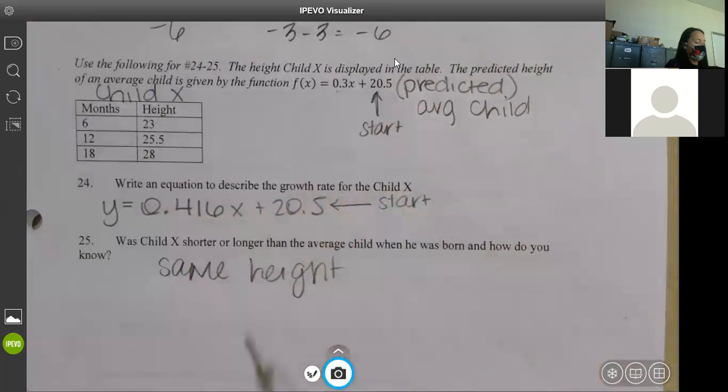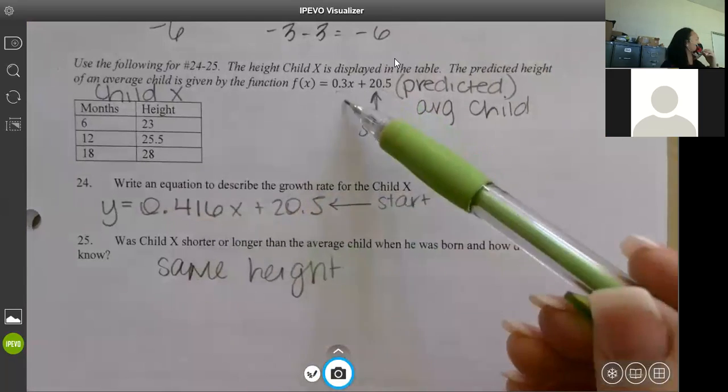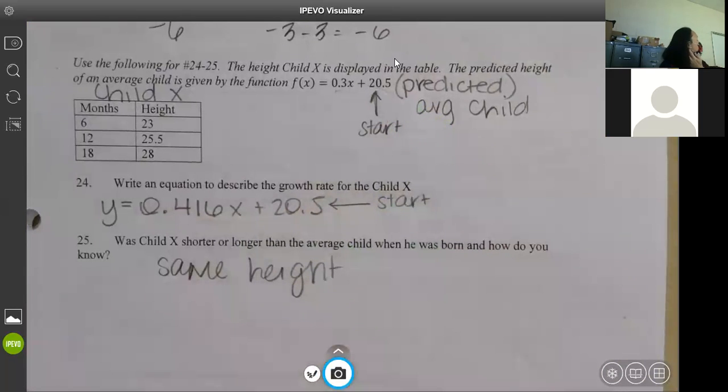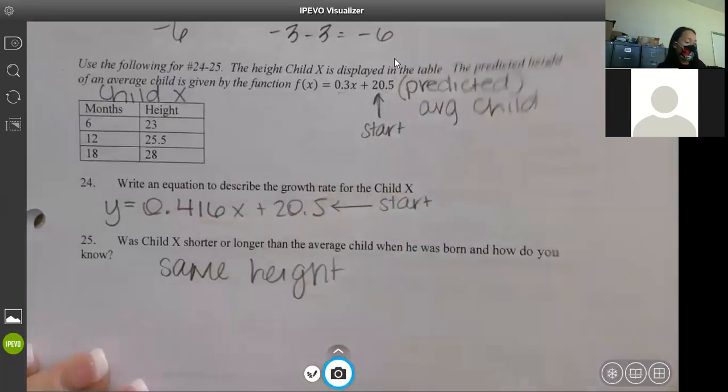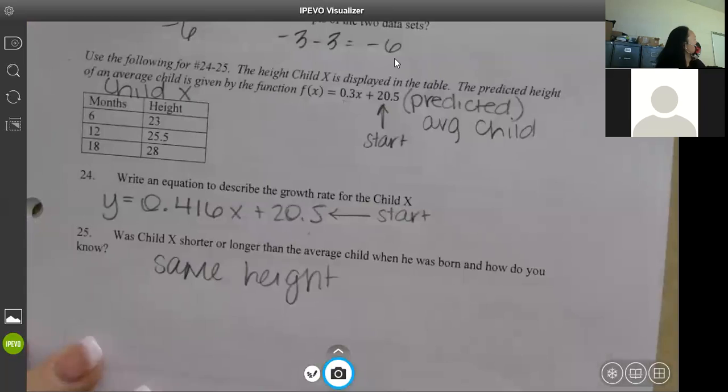Now, what's the difference? Yeah, the rate of change. So child X actually grew faster than predicted. You guys see that? That's it. All right, that's the test in a nutshell. That's pretty much it. Got it? Besides the part where you have to go through and do the things.